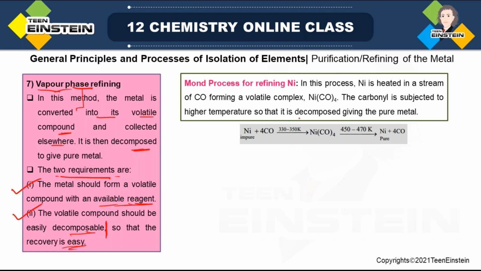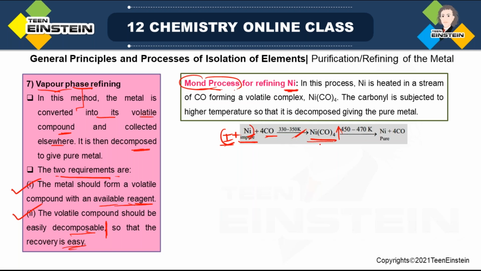Now under vapor phase refining, for nickel metal there is a specific method, a specific term: the Mond process. Remember, this is only for nickel. In this process, suppose you have impure nickel containing some impurities. You are treating it with carbon monoxide at this temperature. Now what will happen? Only nickel will form this type of carbonyl complex, but the impurities will be left behind. Now it is volatile, so it will be in the form of vapor, leaving behind the impurities, because impurities are not converted to vapor.